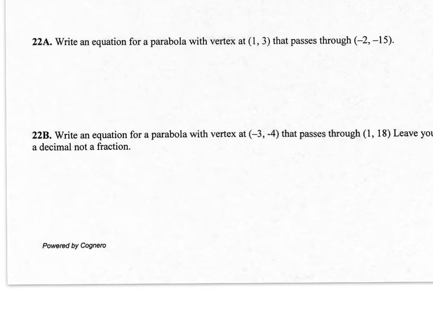Number 22 is a question that you guys struggled with on the last quiz that we had last week. It says write an equation for a parabola with the vertex (1, 3) and passes through the coordinate (-2, -15). So you want to write an equation.